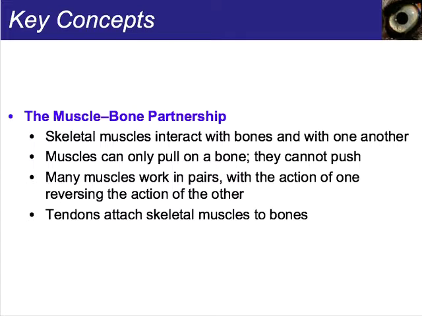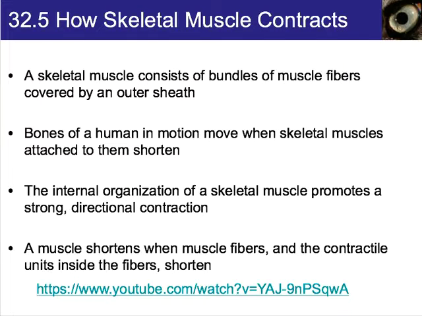So skeletal muscles interact with bones and with one another. Muscles can only pull on a bone, they cannot push. Many muscles work in pairs, with the action of one reversing the action of the other, and tendons attach skeletal muscles to bones. So how do skeletal muscles contract?